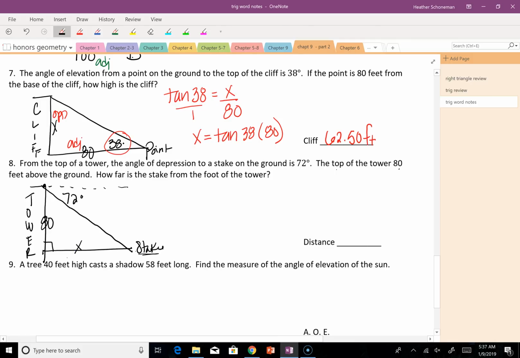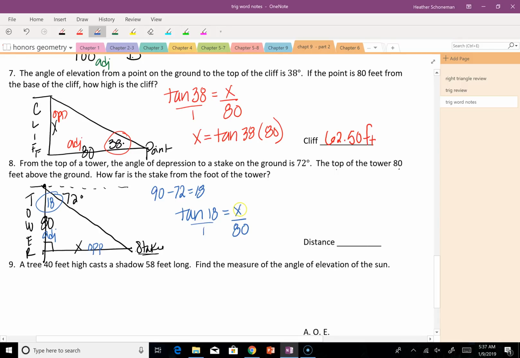Now when we solve, we cannot solve with that 72. We have to find the angle inside of the triangle. So I'm going to do 90 minus 72, which is 18. So this angle in here is 18 degrees. Now we can do our trig. Looking at 18, this is opposite, this is adjacent, so that's going to be tangent. So the tangent of 18 equals opposite x over adjacent 80.